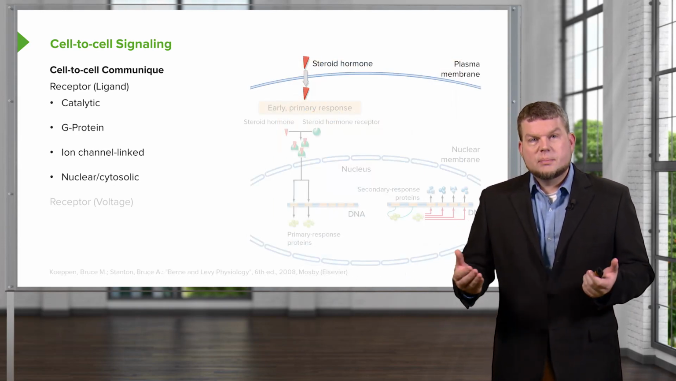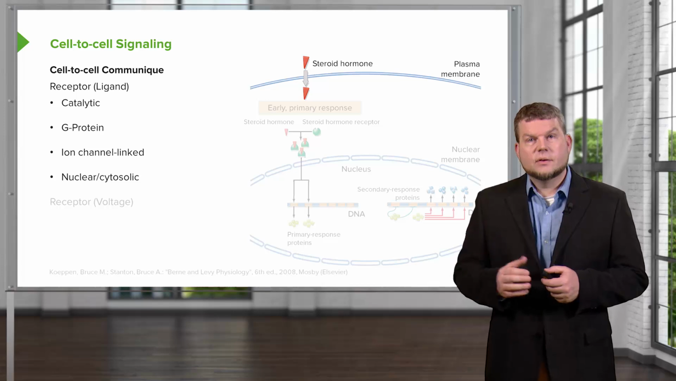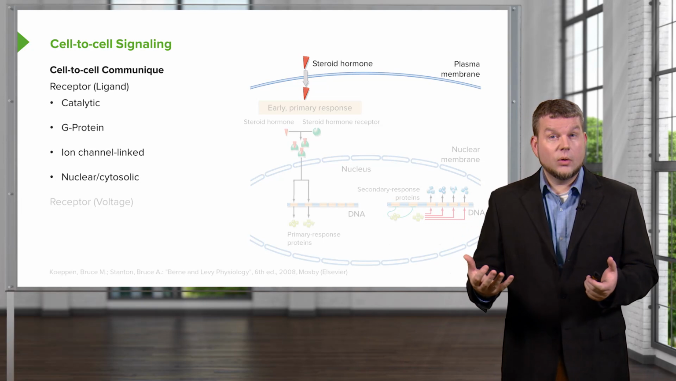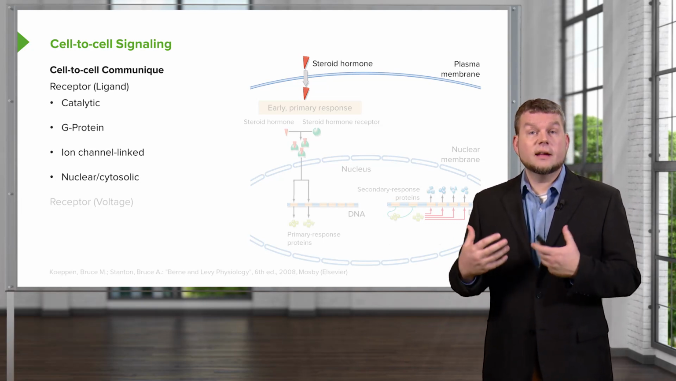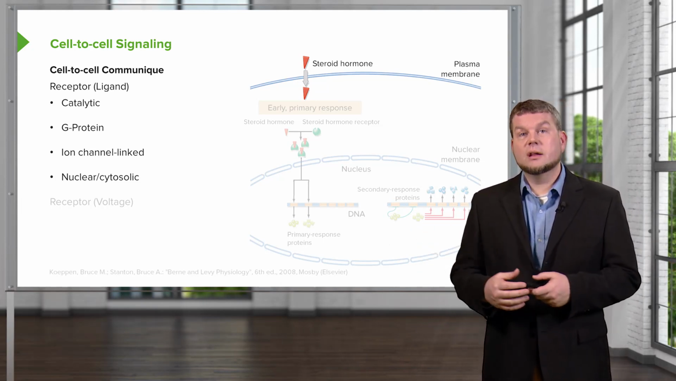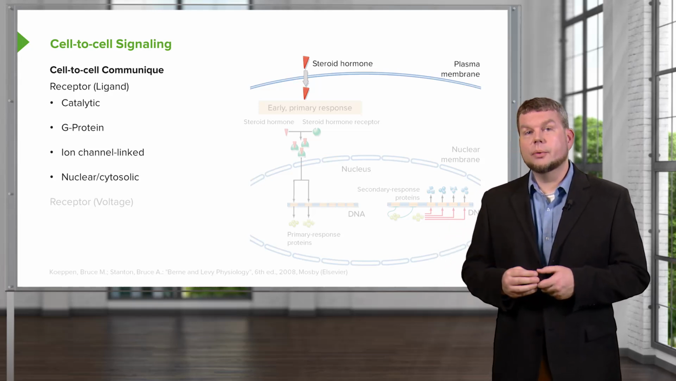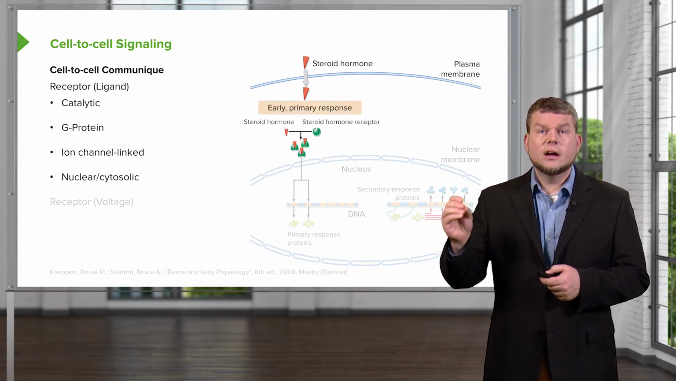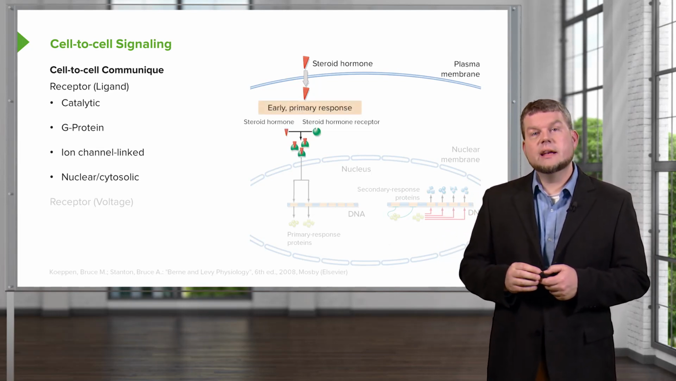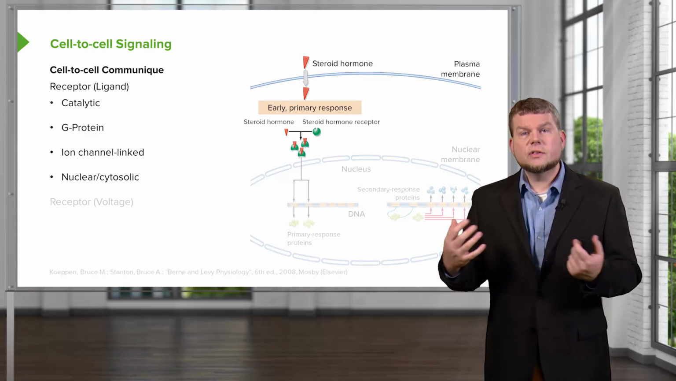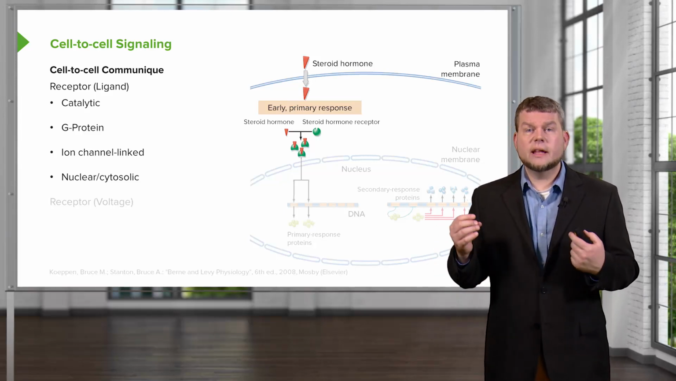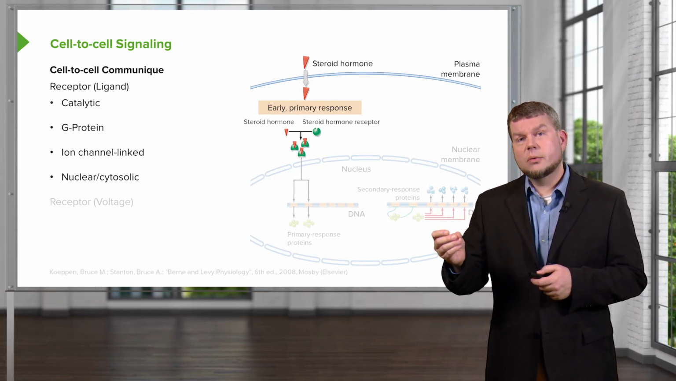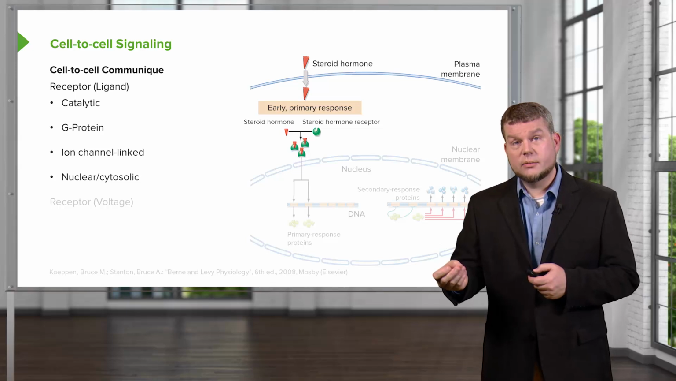Not all receptors, though, are located on the cell surface. If your signaling molecule is a steroid hormone or another lipophilic type of signaling molecule, it can sometimes make it through the cell membrane. In this case, the receptor is now located in the cytosol. Other times you might even have a receptor that's located in the nucleus itself. But in this case, we have the steroid hormone binding to a cytosolic receptor.